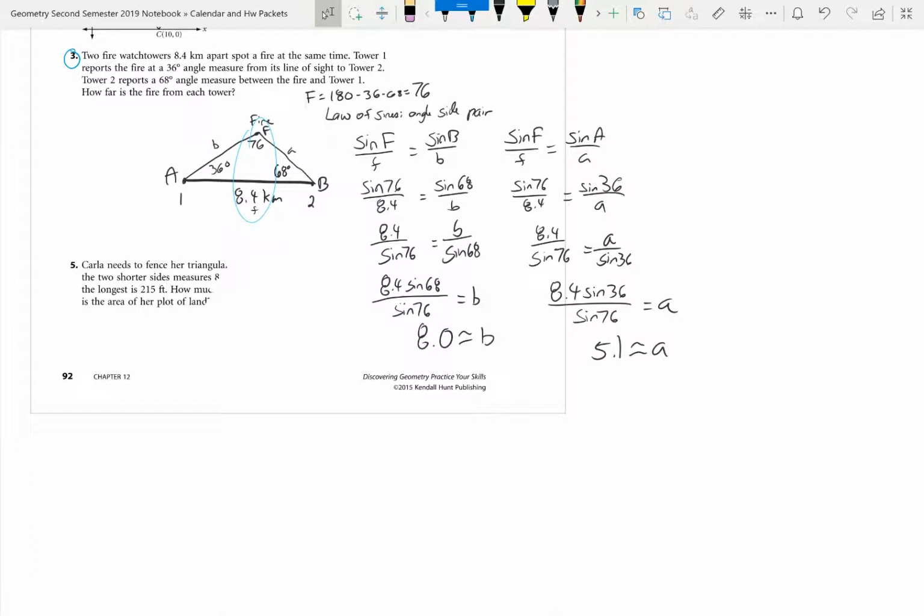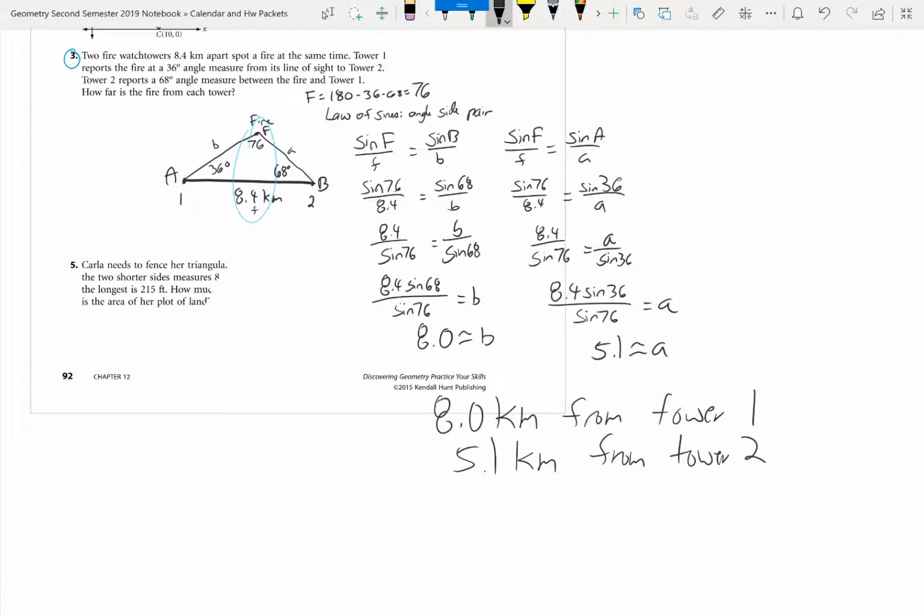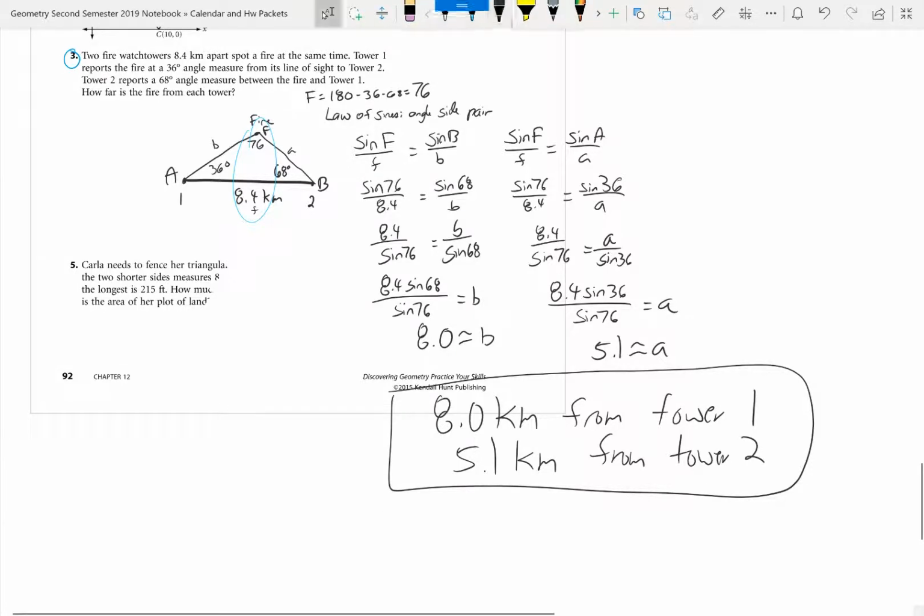And so 8.0 kilometers from Tower 1 and 5.1 kilometers from Tower 2. And so that is how far the fire is from each tower. All right. Well, that concludes part 4 of the Chapter 12 review.